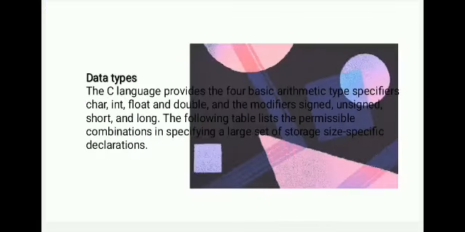Next, the data types. The C language provides the four basic arithmetic type specifiers: char, int, float, and double, and the modifiers signed, unsigned, short, and long. The following table lists the permissible combinations in specifying a large set of storage size specific declarations.